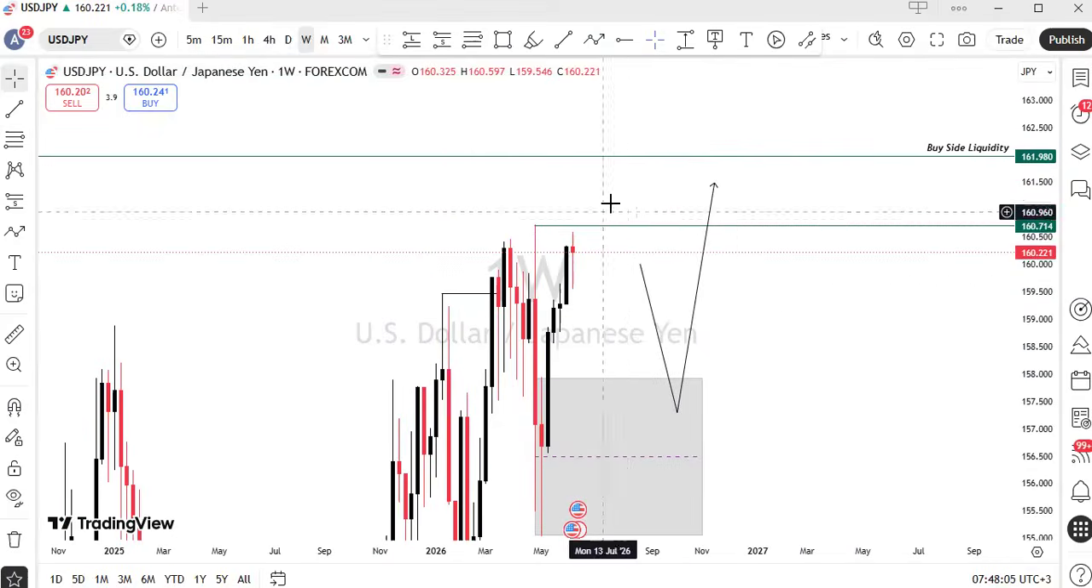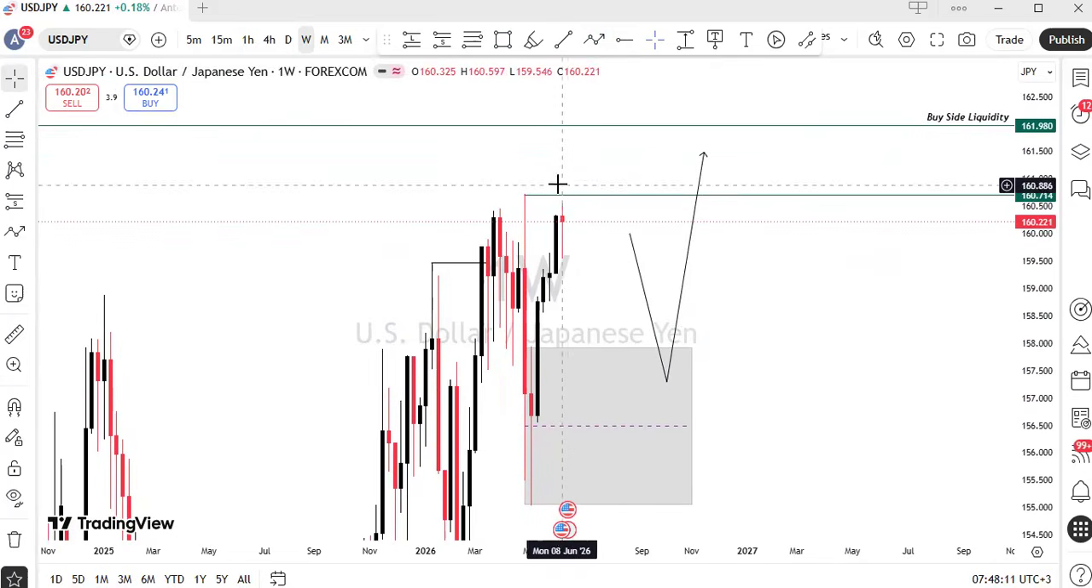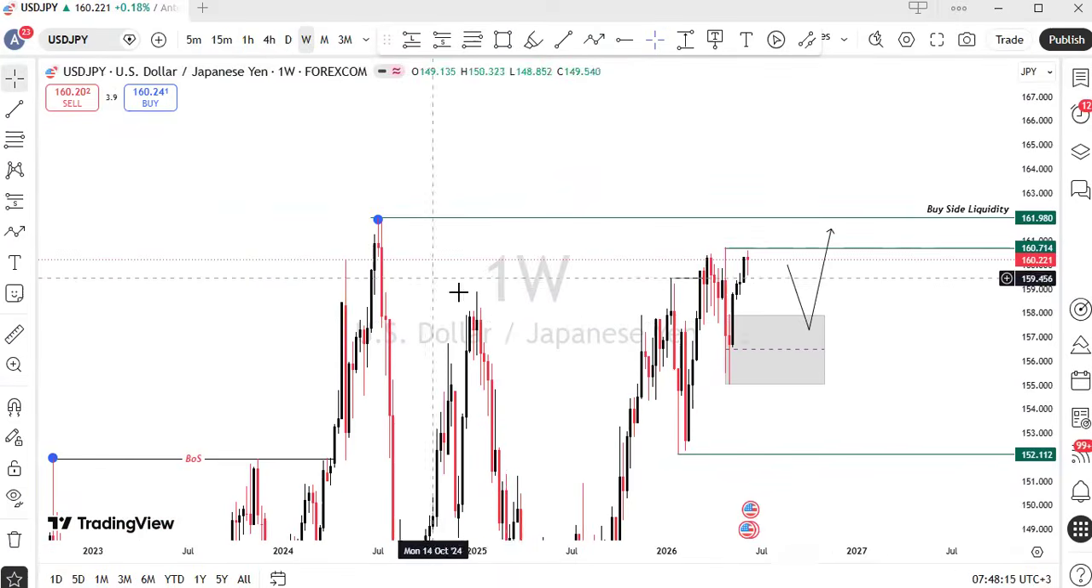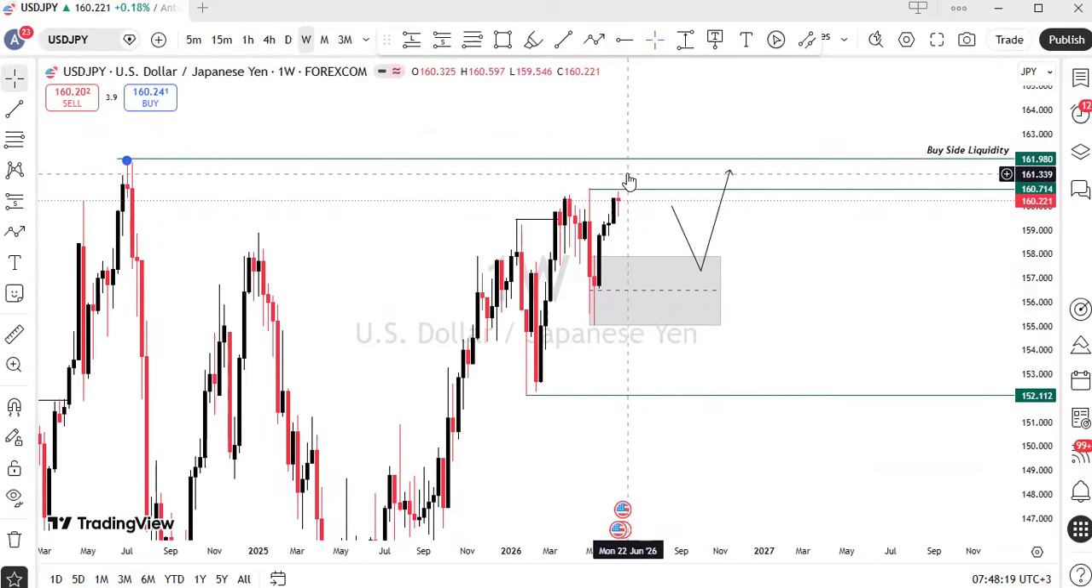At least I would advise you wait for this high to be taken out, so that you have a good break of structure to the upside. Then wait for a small pullback before you look for any buying opportunity. So for me, my bias on this pair is bullish. You should be looking for buy opportunities, waiting for the market to take out this buy side liquidity.